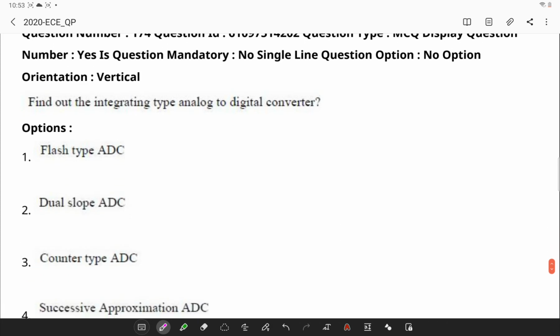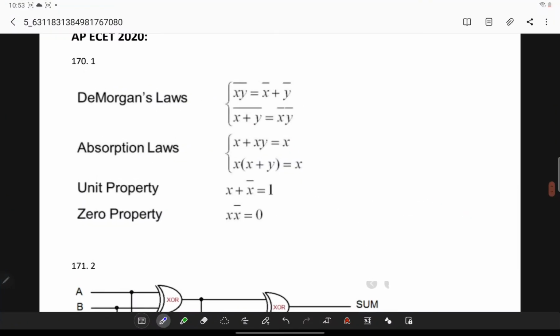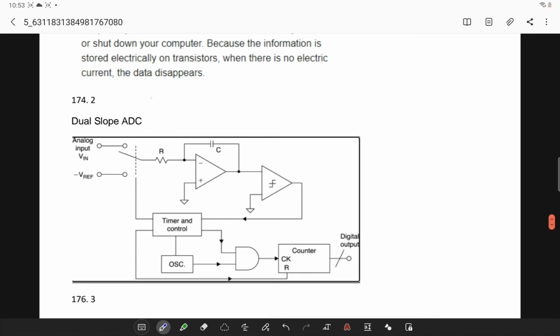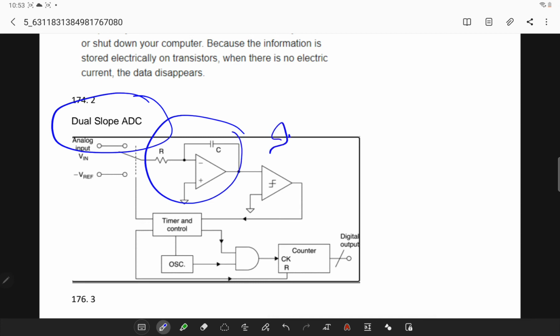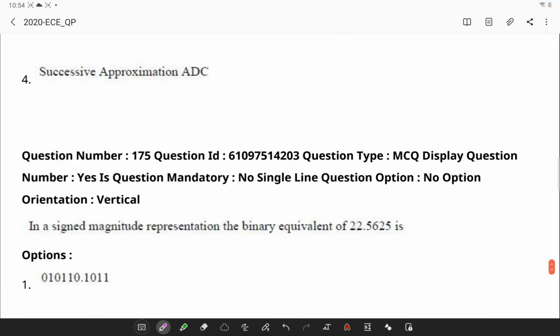Find out the integrating type of analog to digital converter. Basically the dual slope analog to digital converter has an integrator circuit in it. I'll show you the circuit diagram for a clearer understanding. This is your dual slope analog to digital converter, and this is your integrator which is asked in the question. So this has an integrator, which you have to remember. The block diagrams are also supposed to be remembered by the student.